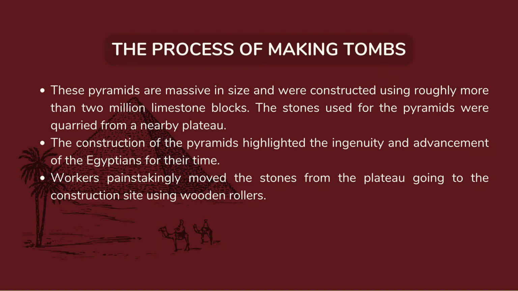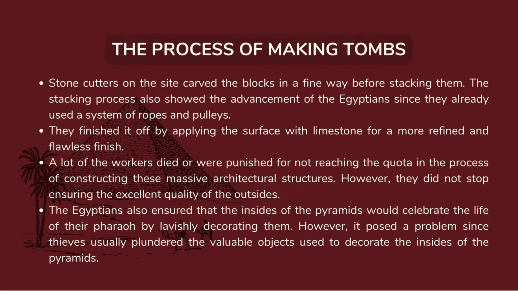Workers painstakingly moved the stones from the plateau to the construction site using wooden rollers. Stone cutters at the site carved the blocks in a fine way before stacking them. The stacking process also showed the advancement of the Egyptians since they already used a system of ropes and pulleys. They finished it off by applying limestone to the surface for a more refined and flawless finish.